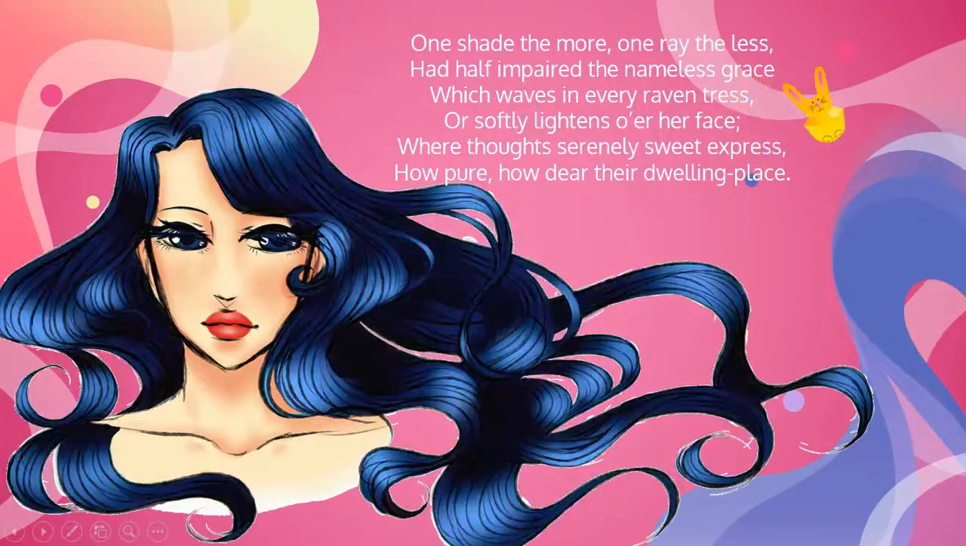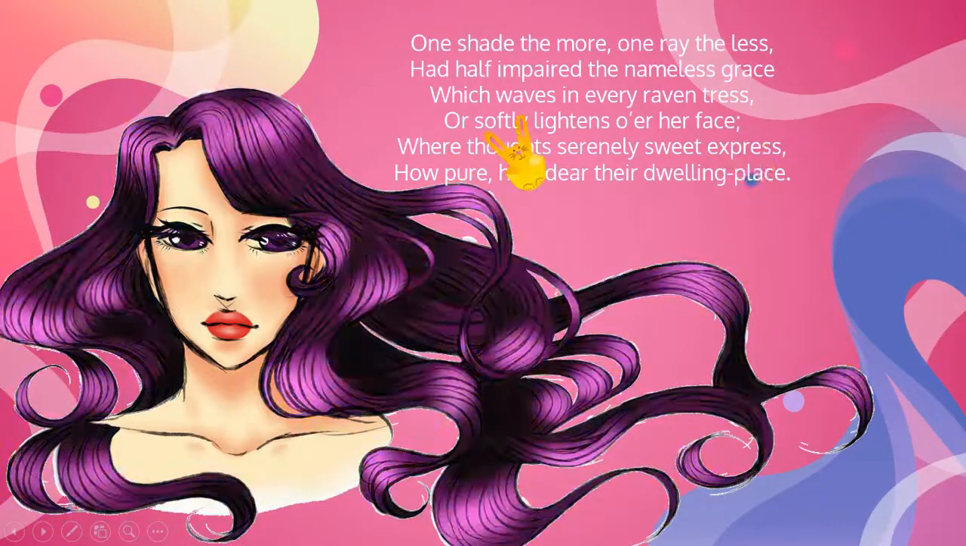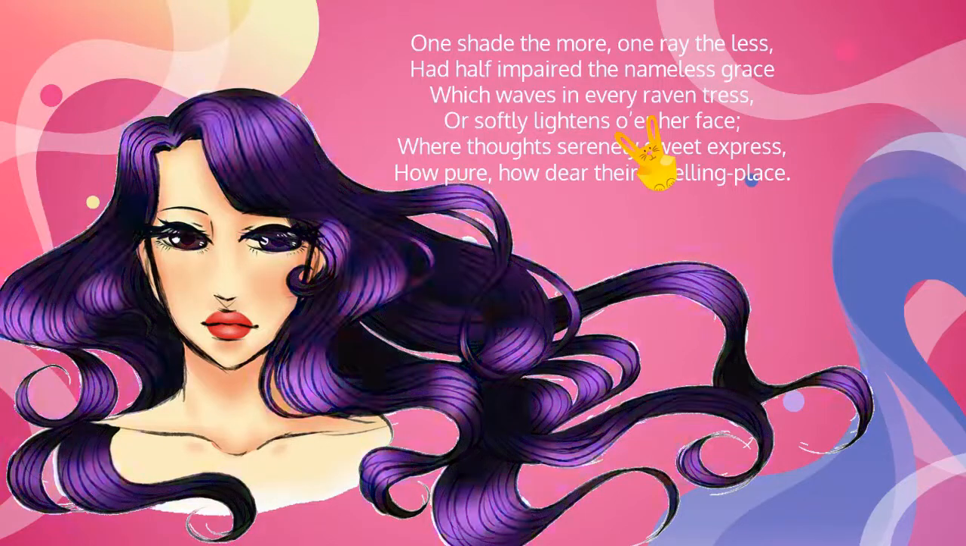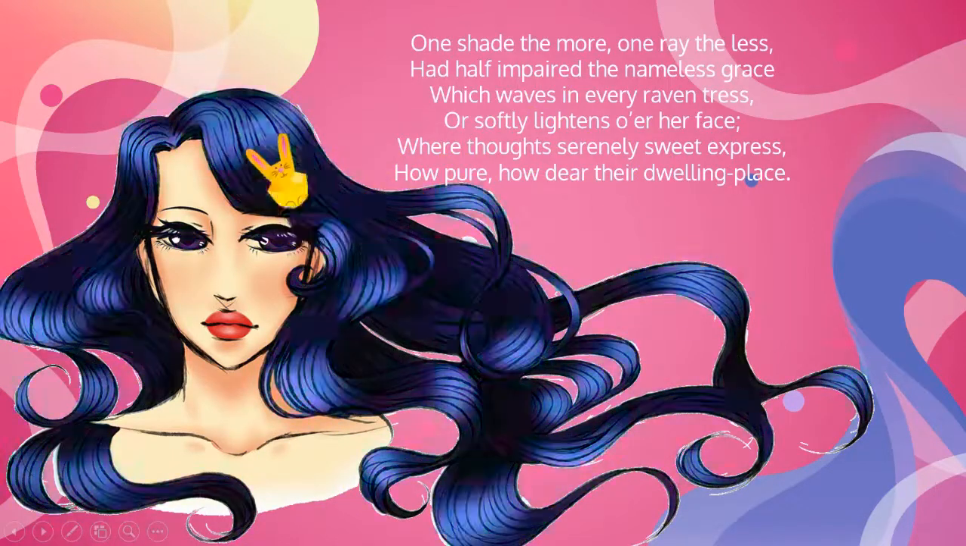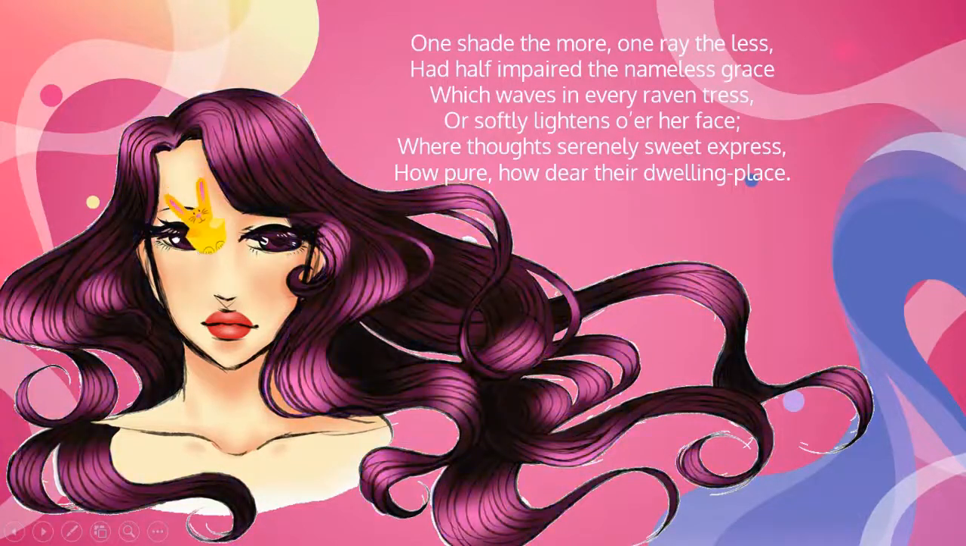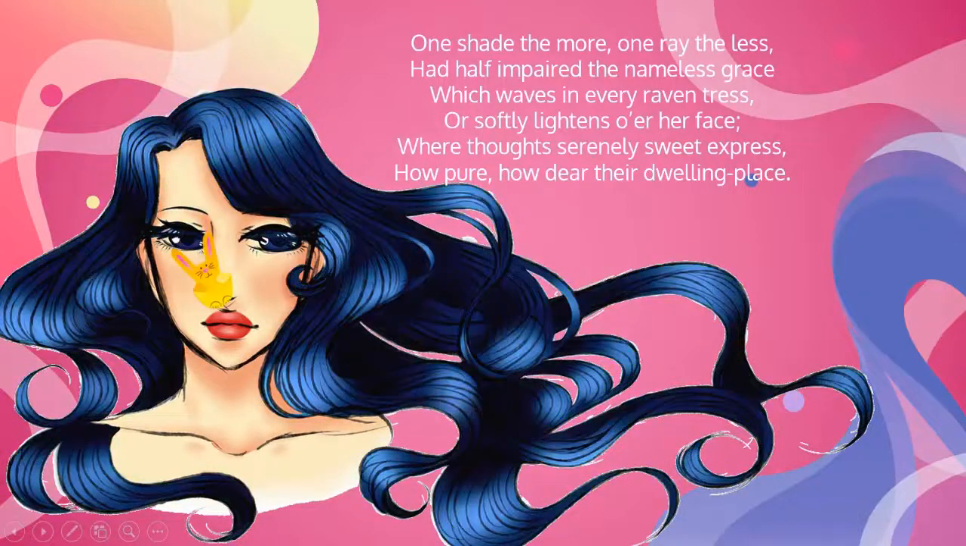We have a run-on line and enjambment here. A grace which waves in every raven tress. And here we talk about the beauty of her hair. Raven means black, like the color of the raven, and the tresses are these waves in her hair, or softly lightens over her face. And you see this dark hair is standing in a contrast with her bright face.